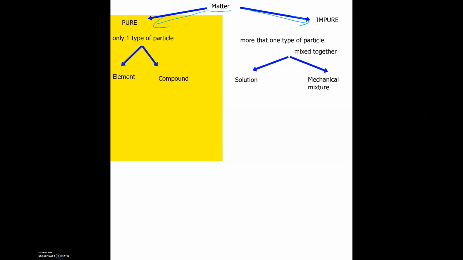So for the element, there is only one type of atom. And if it was a compound of a pure substance, you'd have only one type of compound, or only one type of that molecule. For a solution, it looks the same throughout. And that mechanical mixture, you can see the different pieces. So I want you to fill this out. Different pieces. Good.